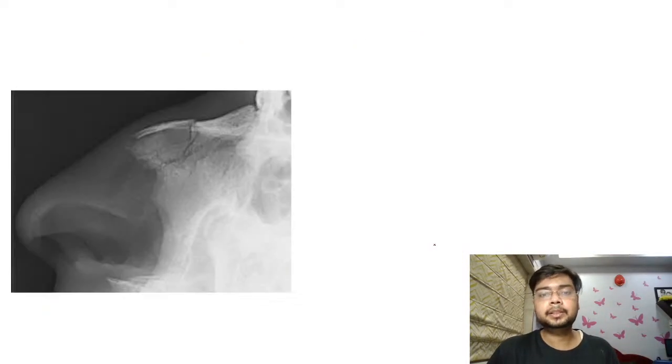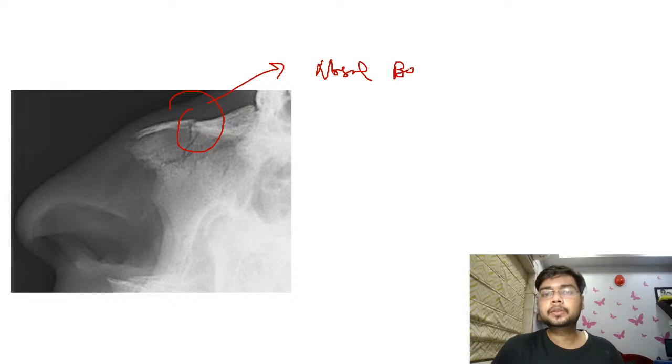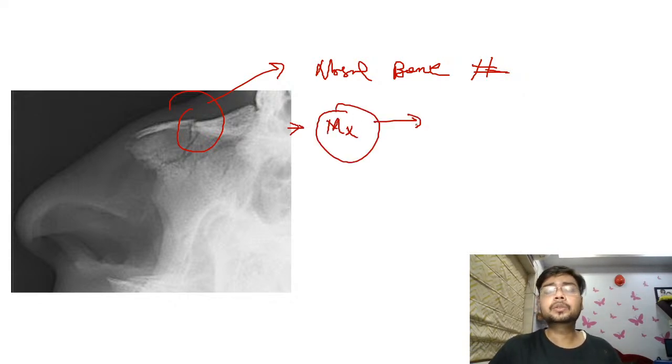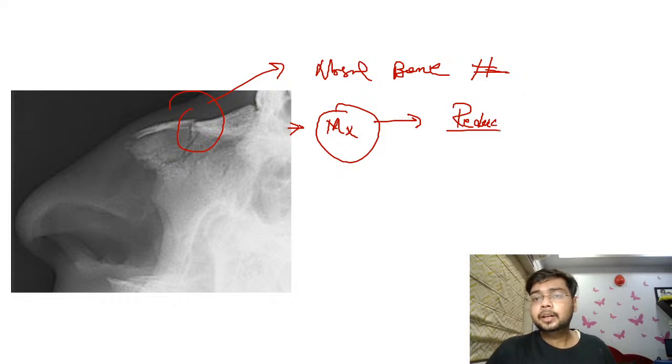This X-ray shows you the most common fracture that is observed in ENT, that is nasal bone fracture. So there is a fracture of the dorsum of the nose. What you need to remember about is the management. If the patient is presenting to you acutely on the same day, you can do the reduction, that means you can manage that fracture on the same day.